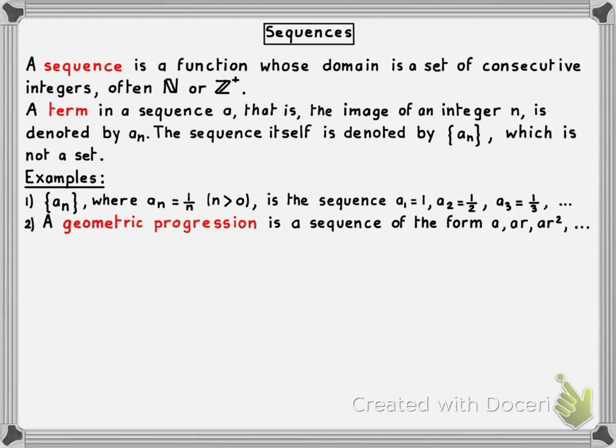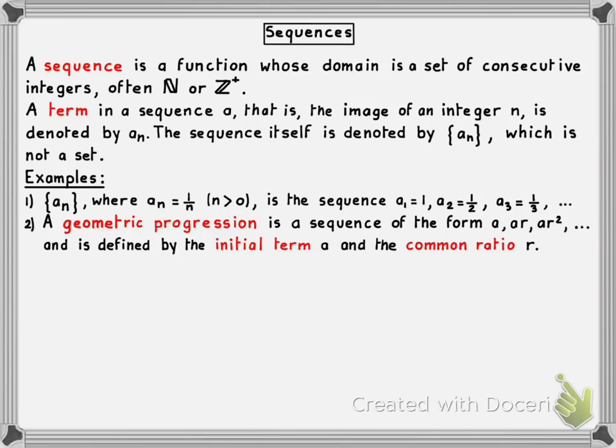Let's look at a second example. This time, it's not just one sequence, but a whole family of sequences called geometric progressions. A sequence is a geometric progression if the terms in the sequence are first a constant a, and then a times r, where r is another real number, and the next term is a times r squared, and the next one is a times r to the power 3, and so on and so forth. You can see the pattern.